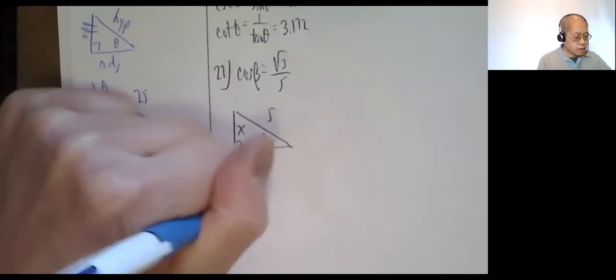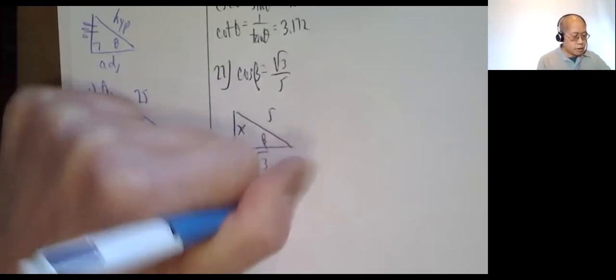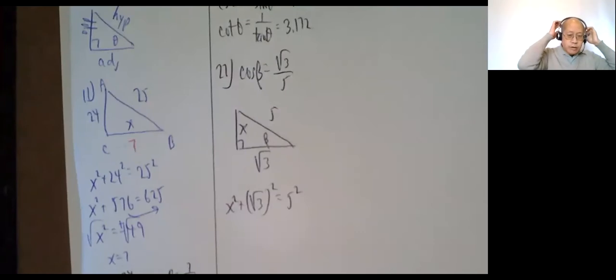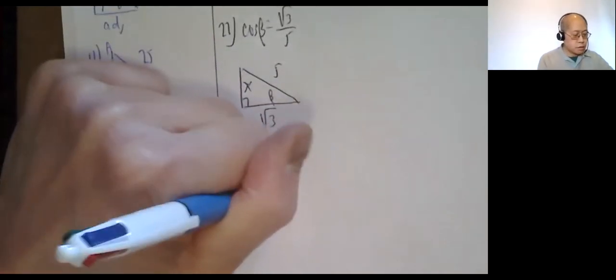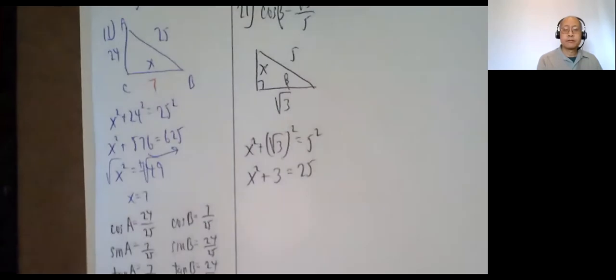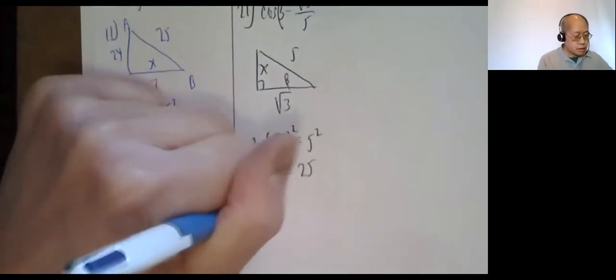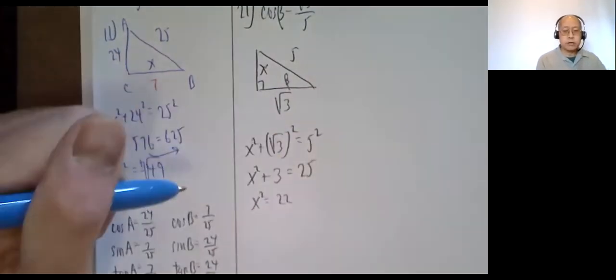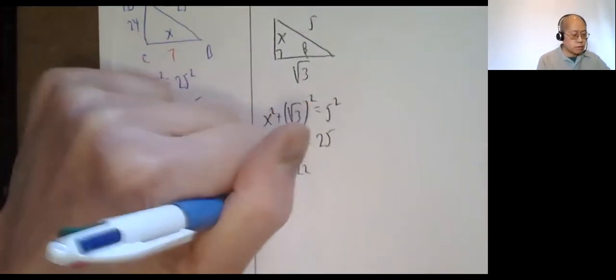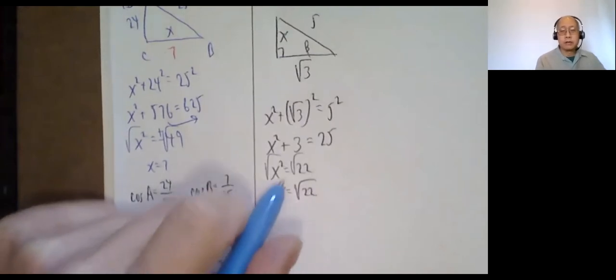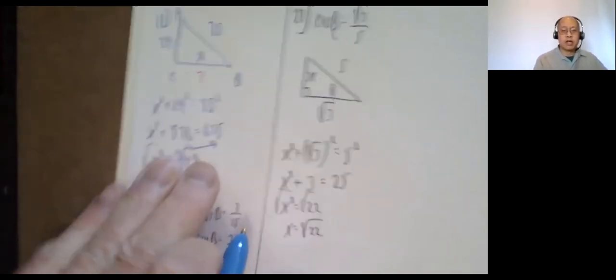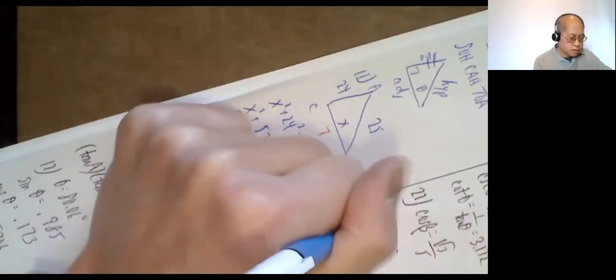x squared plus radical 3 squared equals 5 squared. So square root of 3 squared is just 3. 5 squared is 25. Subtract 3. x squared equals 22. Square root, x equals radical 22. No need for plus or minus. These are all distances, so they're positive. So the opposite side is now radical 22.